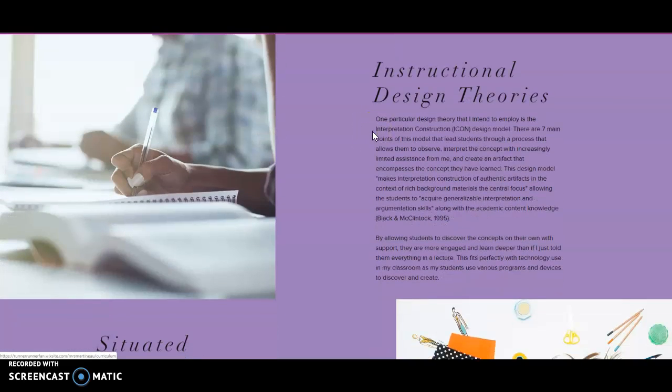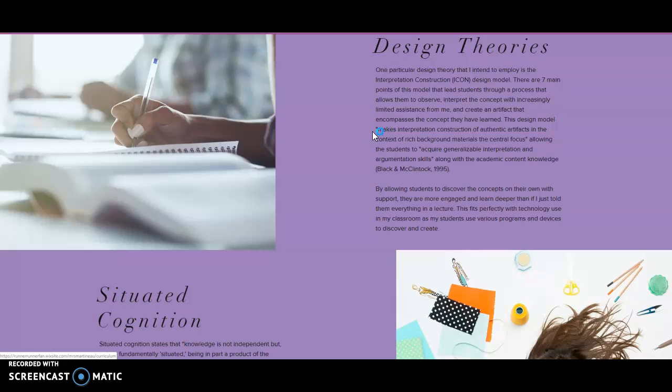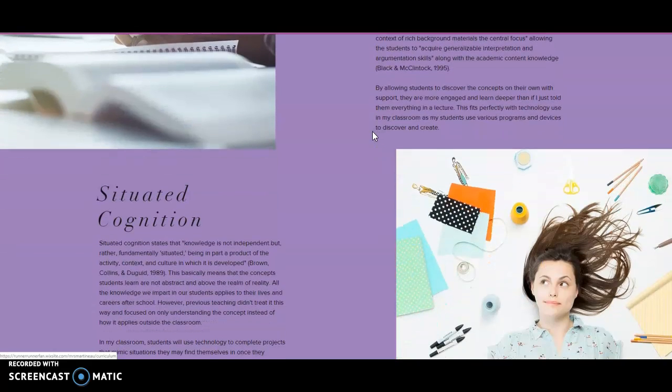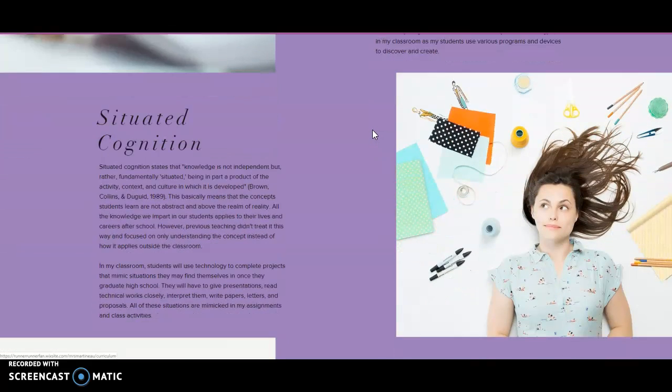Instructional design theory, the main one I use is the ICON design model, where they create an artifact that encompasses all the concepts that they've learned. They start with multiple interpretations, looking at it, looking at the background, contextualizing, all with my help along the way.